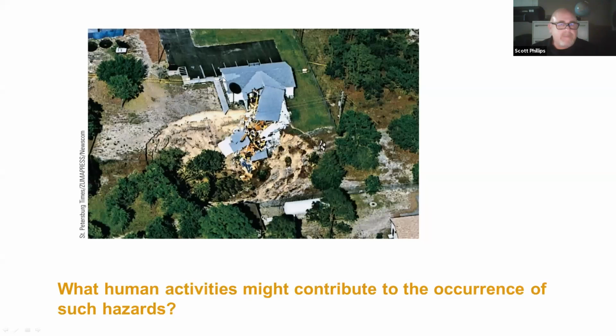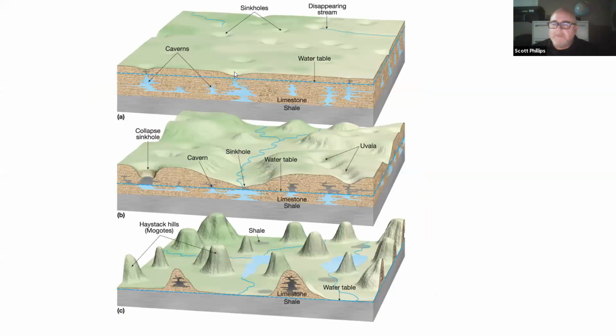And these environments evolve over time. So initially what you have is some caverns that are developing underneath the ground as the limestone dissolves. Over time, and so this is stuff that's dissolving below the water table. So remember, the water table is the top of the groundwater.